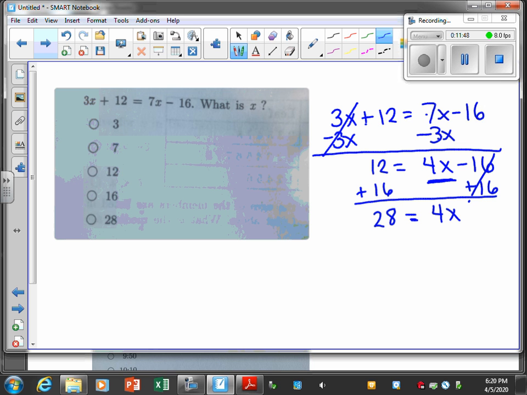Goal is to get x by itself. What did they do to x? They multiplied by 4, so we do the inverse and divide both sides by 4. 7 is equal to x. So solving equations.